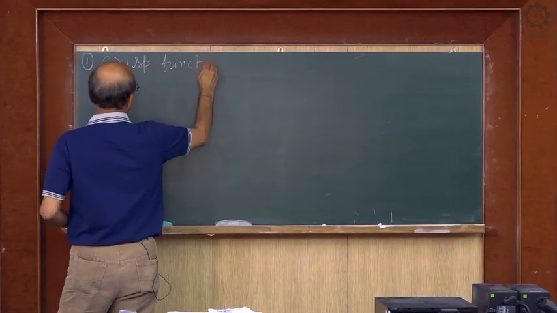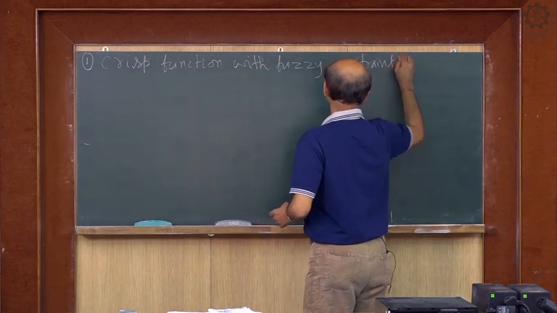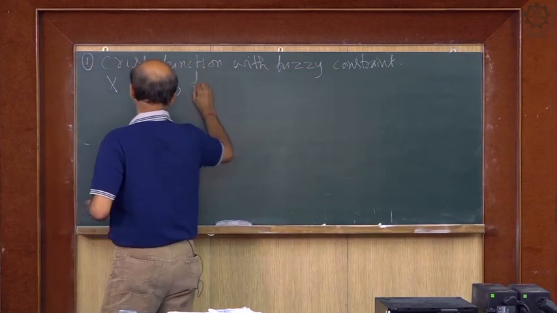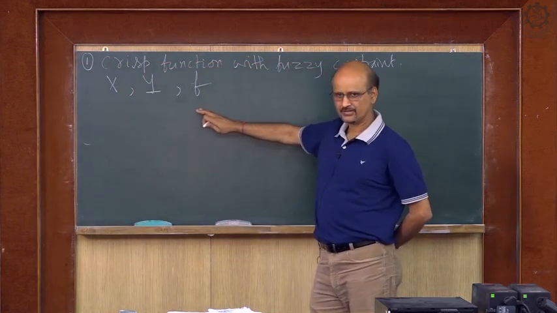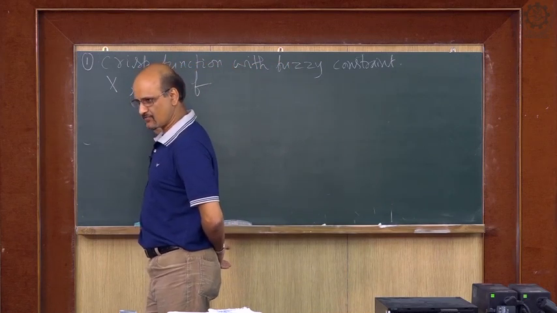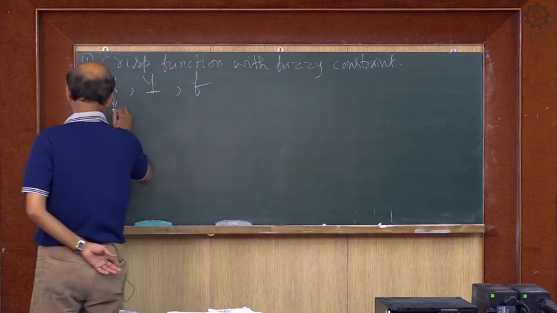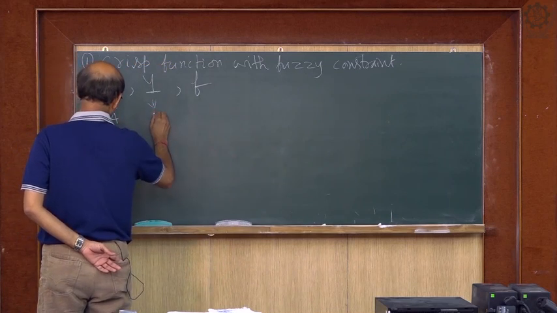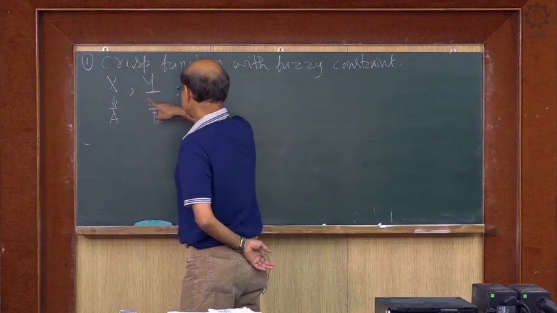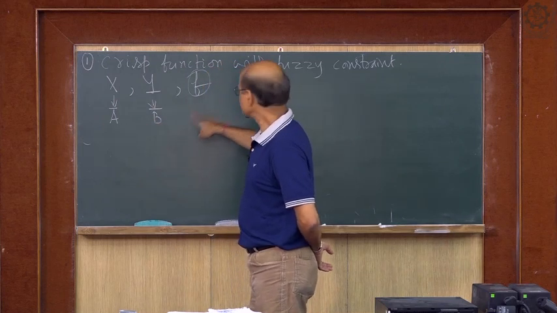Crisp function with fuzzy constant. Suppose we have two crisp sets x and y and a function f, these are all crisp. Okay. If we have fuzzy sets A and B in this universal set x and y, and those are fuzzy A and B. Okay. So, if x is having a fuzzy set A bar and y is having a fuzzy set B bar, then we say that, see, crisp function, we have the function as crisp. Now, a function will be A bar to B bar with fuzzy constant.